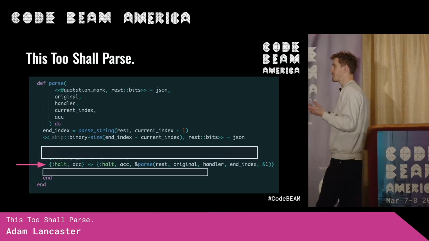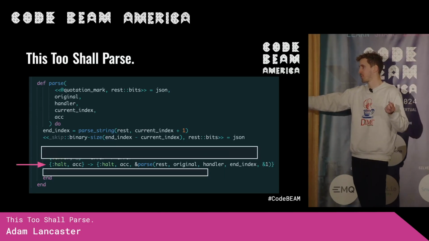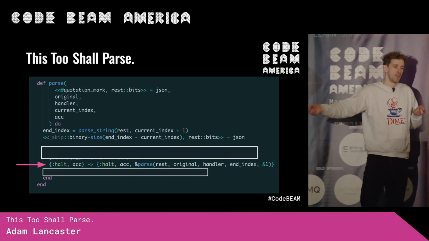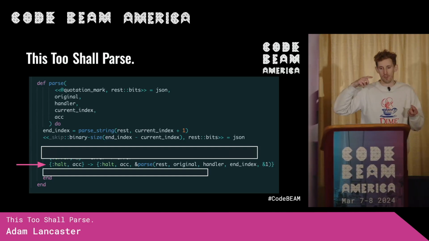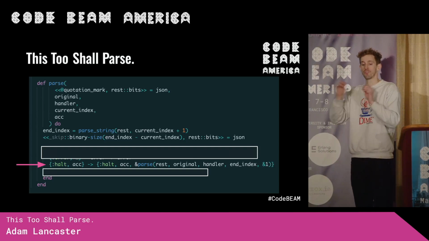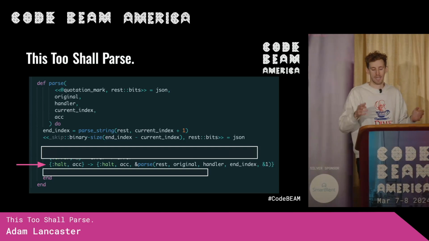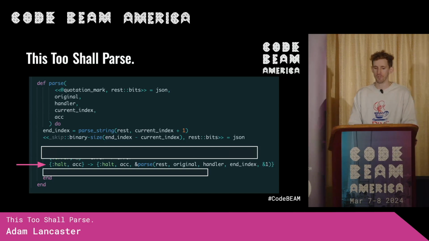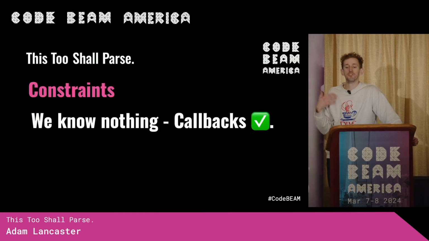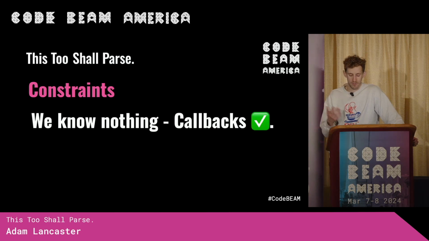We could add another case that just says, hey, if you return halt and an accumulator, we save the rest of the work to be done into a continuation. We return you that with the accumulator, and then later on at any point in time, you can just call to resume it with the accumulator again and carry on with the rest of it. So that's kind of neat too. So constraints, we know nothing. We're not assuming anything. If we use callbacks, nice.